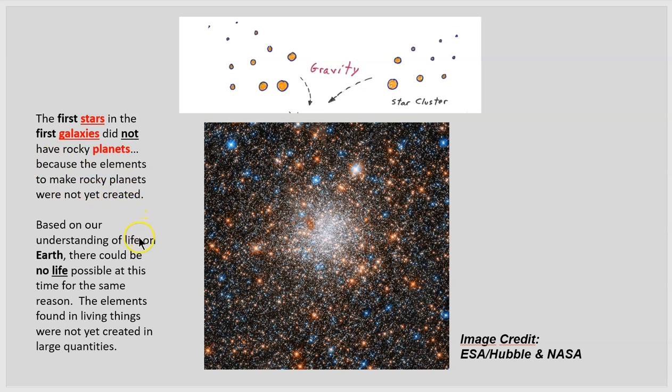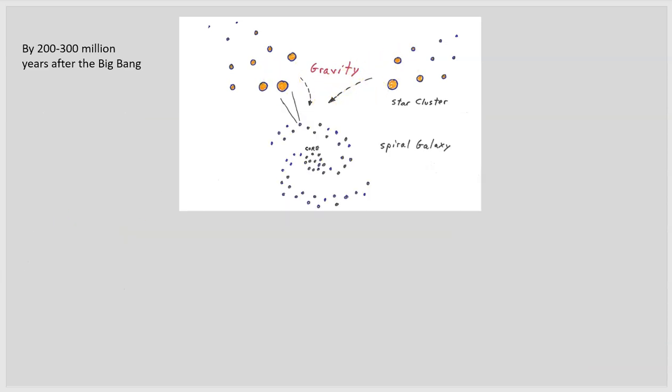And based on our understanding of life on Earth, there could be no life possible at this time either, for the same reason. The elements found in living things were not yet created in large quantities. So the first stars emerged around 200 to 300 million years after the Big Bang, and that's all there would have been in the universe then. These early stars were composed of hydrogen and helium, with no planets in orbit around any of them. But gravity was operating on these star clusters to merge them together to form larger galaxies.